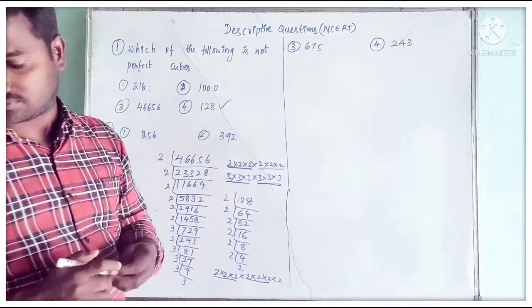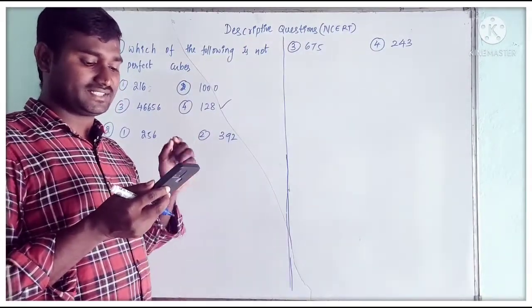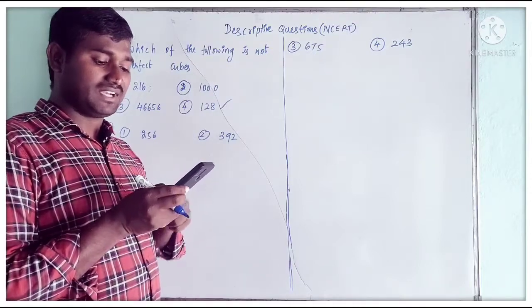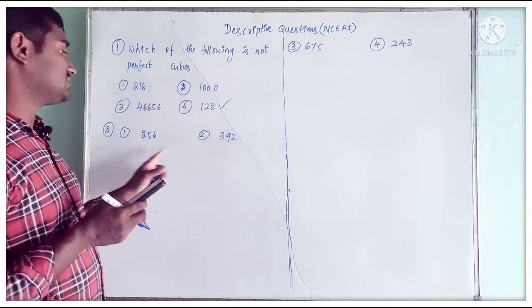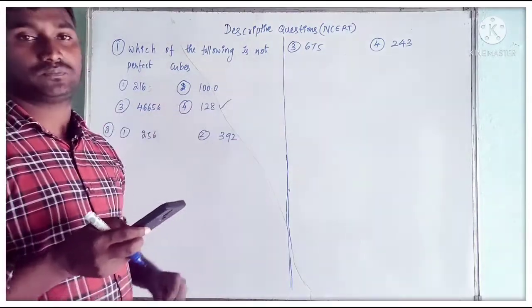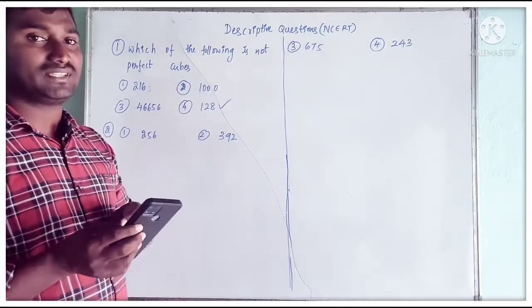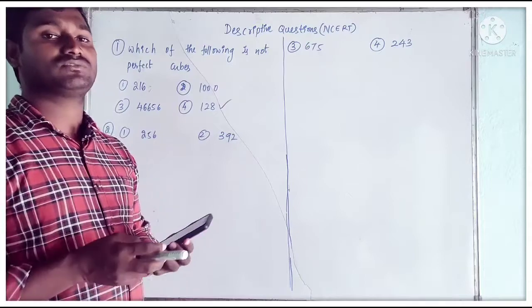Next question. Now I am going to discuss the second question. Find the smallest number by which each of the following numbers must be multiplied to obtain a perfect cube. The given numbers are not perfect cubes, so if we multiply them with some other number, they become perfect cubes. Those numbers we are going to find.